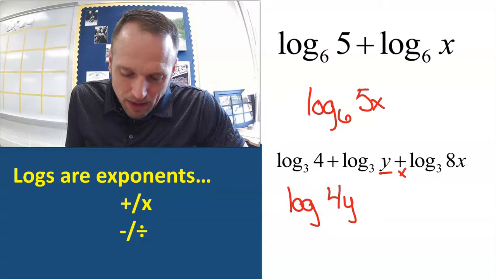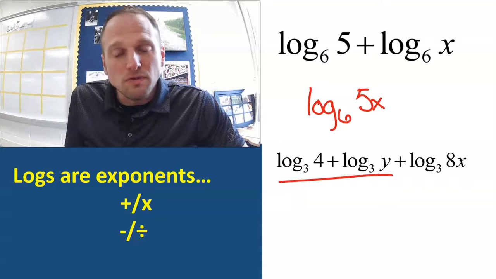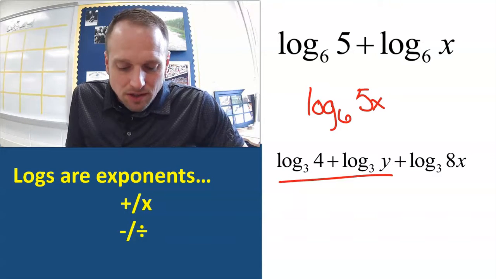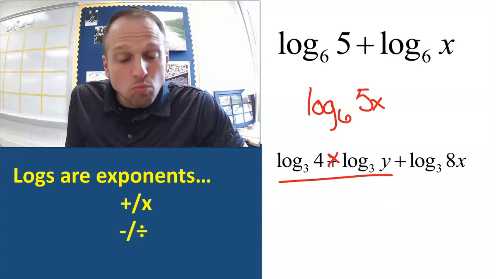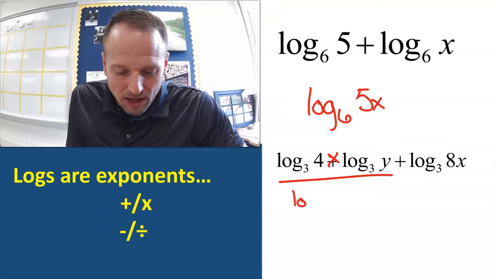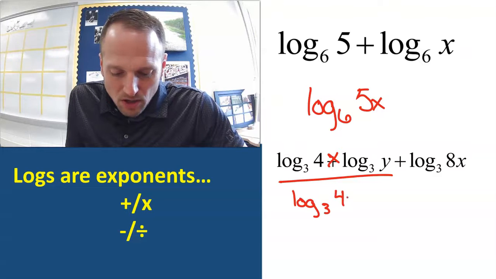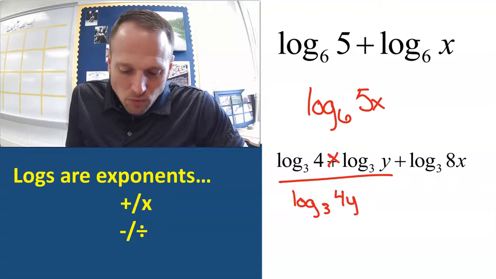Let me back this up just a second. Let's do this part first. They're both 3s, right? So we can add them. Since it says plus, we're going to actually have to multiply it, right? So this is going to be a log base 3, and 4 times y is 4y. So that's what this part is.